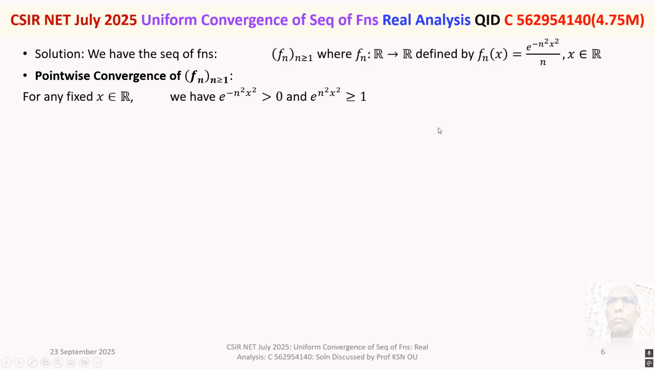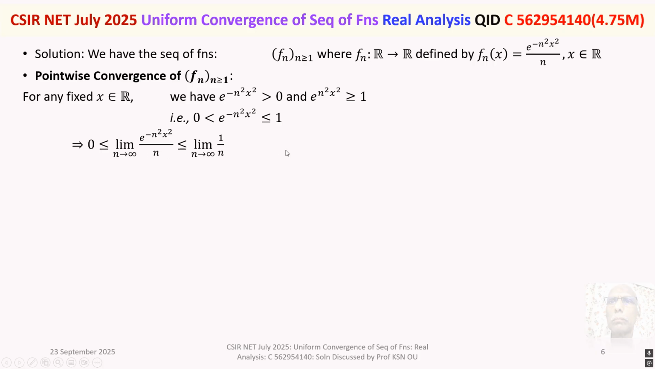Agreed? So that is 0 less than e power minus n square x square is less than or equal to 1. It's bounded. Right. So this implies 0 less than or equal to limit n tends to infinity e to the power of minus n square x square by n is less than or equal to limit n tends to infinity 1 by n. You are multiplying throughout by 1 by n and taking the limit.